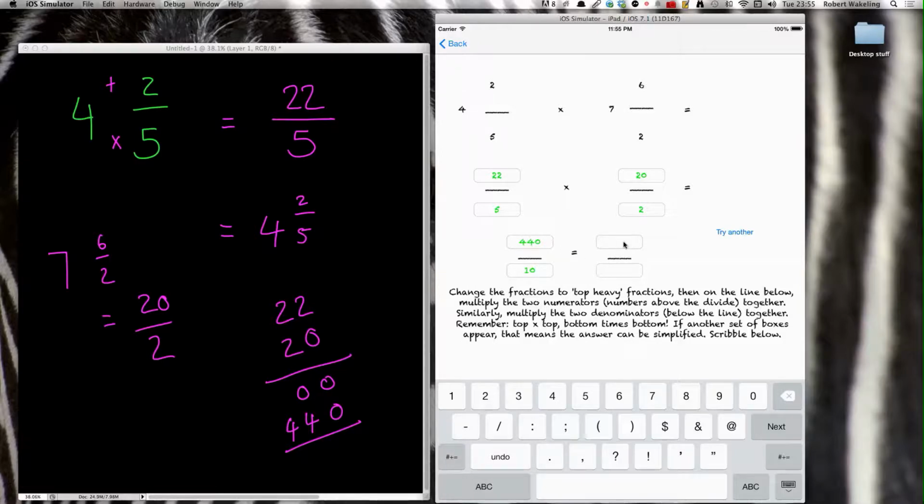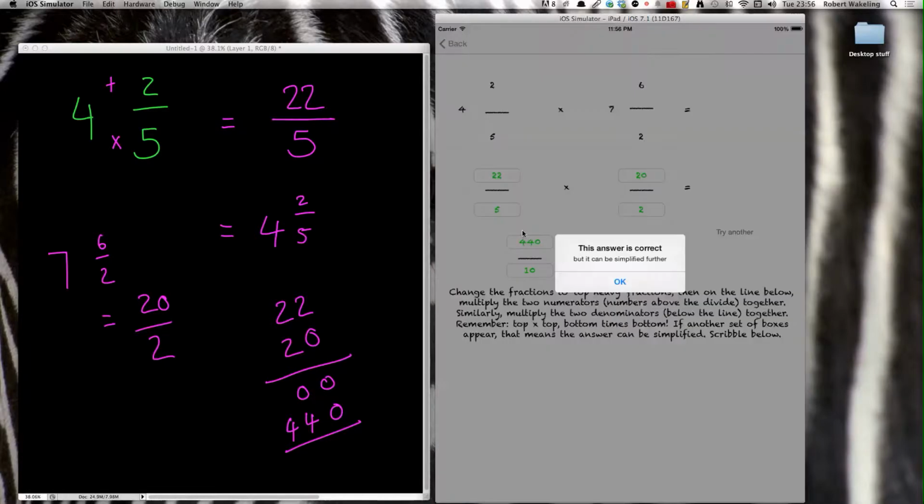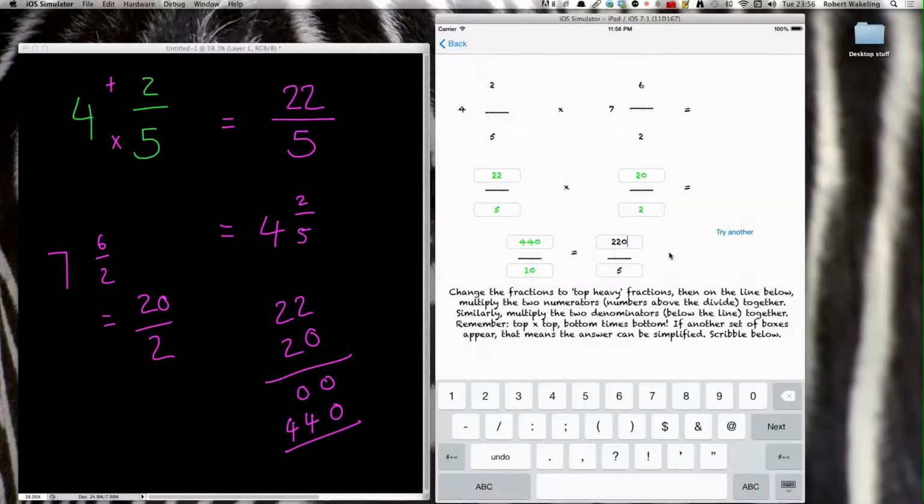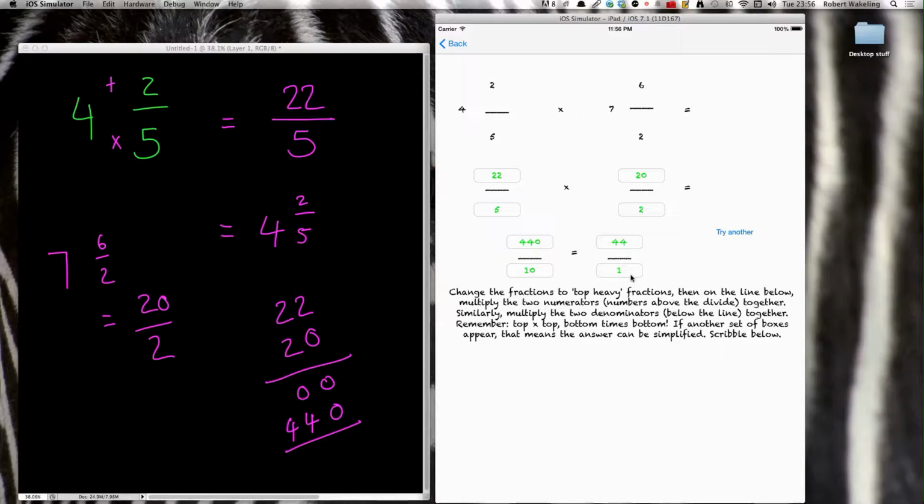Now, because the app knows if this is able to be simplified down or not, it'll put an extra box in here. So let's say, for example, if you saw my other tutorial, we chose 2, that would give us 220 over 5. Okay, this answer is correct, but it can be simplified further. So we must be able to break this down even more: 44 over 1, which is the same as 44. So when you multiply all of that together, that gives you the answer of 44.